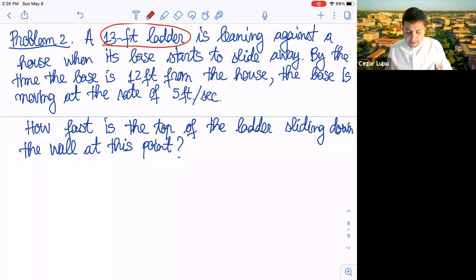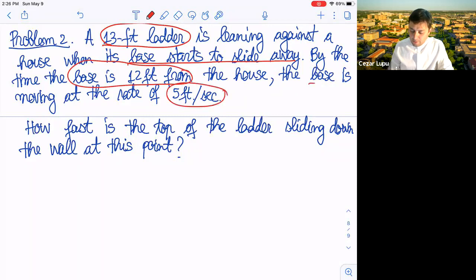When its base starts sliding away, this is important to know. So by the time the base is 12 feet from the house, the base is moving at the rate of 5 feet per second. When you hear the word rate, you think of the derivative always. And now the question is how fast, so again, we need another rate, is the top of the ladder sliding down the wall? Let's draw a picture.